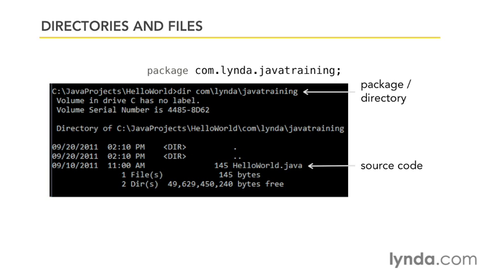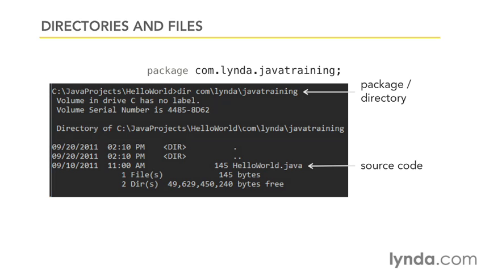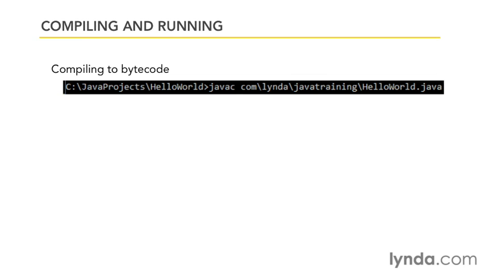The name of the file, as I've indicated before, is HelloWorld.java. The .java extension is required in all of your source code files. To actually compile that file, I would start at the project directory HelloWorld. I would execute the javac command, and I'd reference the Java source code file, HelloWorld.